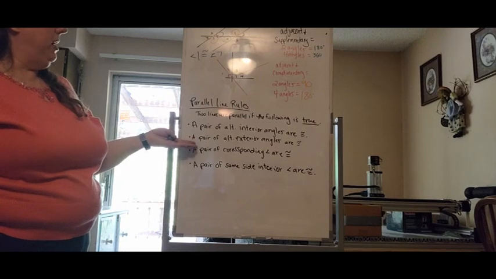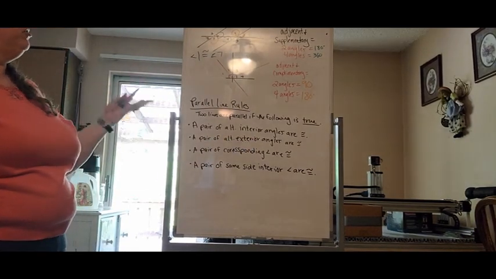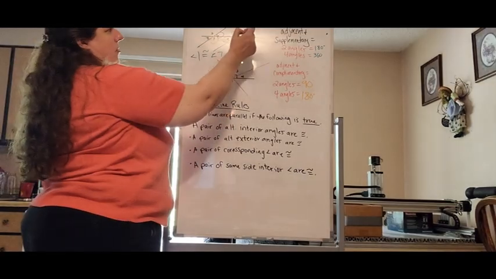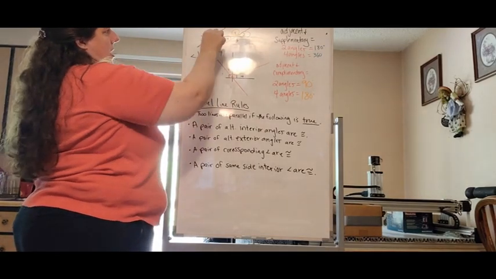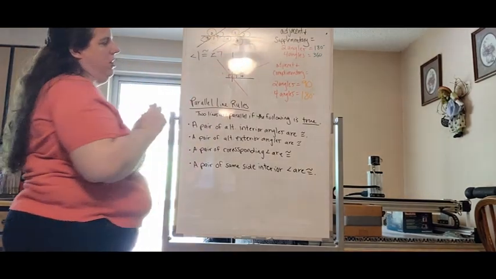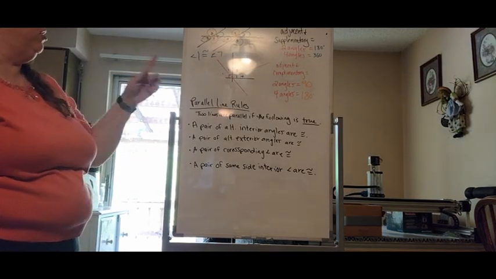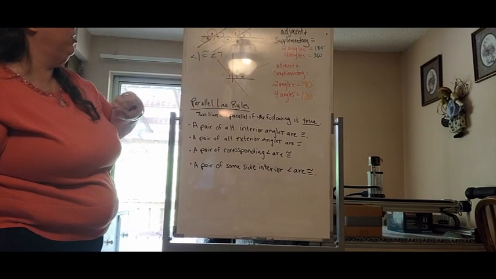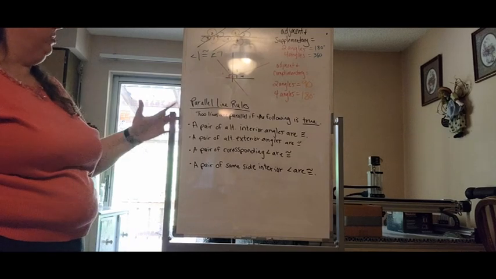How about this one? A pair of alternate exterior angles. Where are the alternate exterior angles? 2 and 8 and 5 and 3. Very good. So 2 and 8, and 5 and 3. Those are alternate exterior angles. How about if they are congruent? So if 5 and 3 are congruent, and if 2 and 8 are congruent, or I should say, either pair.